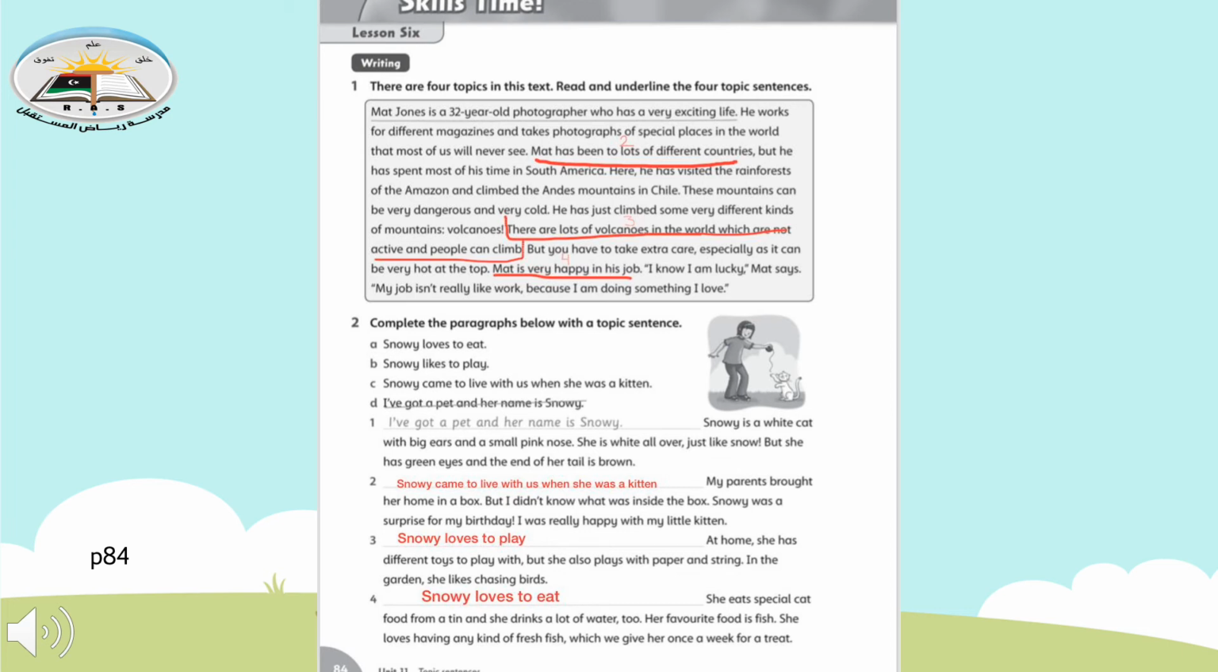Now again, for number 1, we have D. For number 2, we have C. For number 3, we have B. For number 4, we have A. Now that's it for page 84. Thank you for listening.